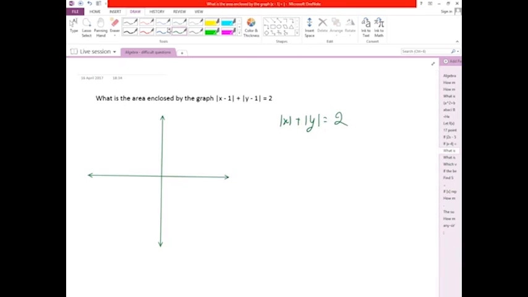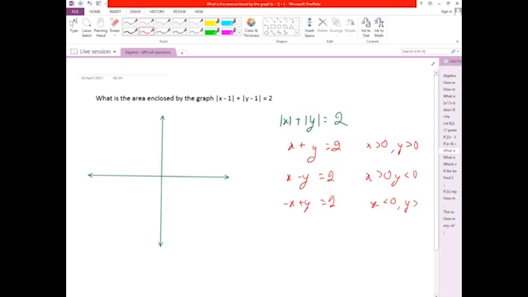If you split this expression out, it is x plus y equal to 2 if x greater than 0, y greater than 0. X minus y equal to 2 if x greater than 0, y less than 0. Minus x plus y equal to 2, x less than 0, y greater than 0. And minus x minus y equal to 2, x less than 0, y less than 0. You can plot these. These are definitely the 4 quadrants. You can plot these 4 lines and you will get a square of this sort.